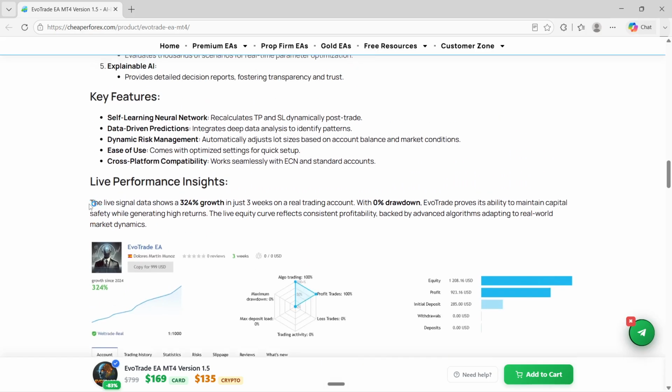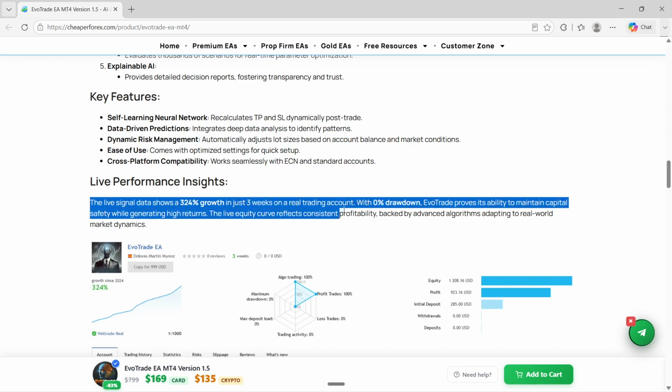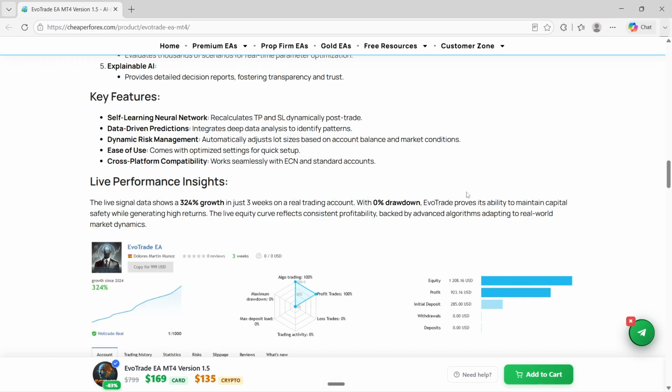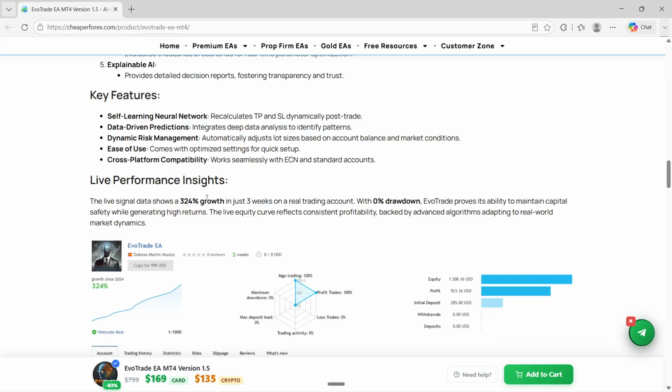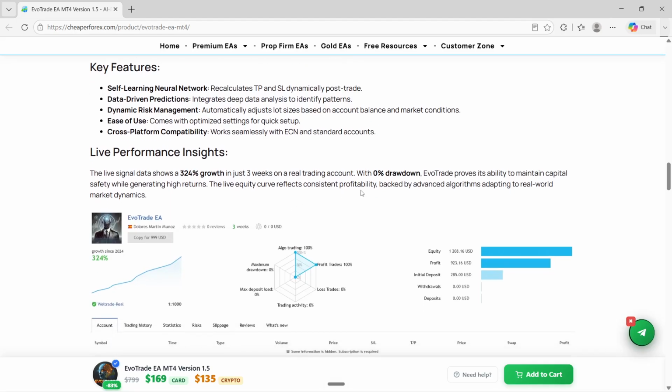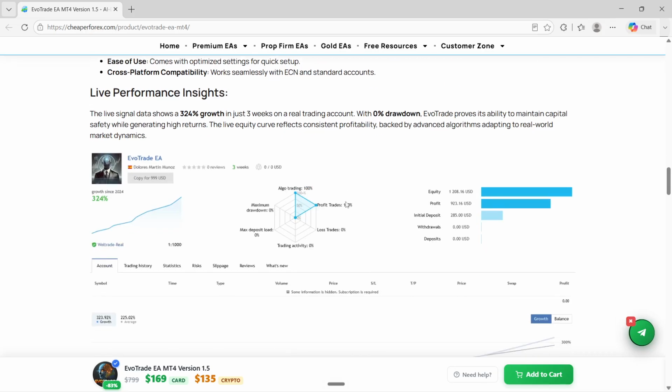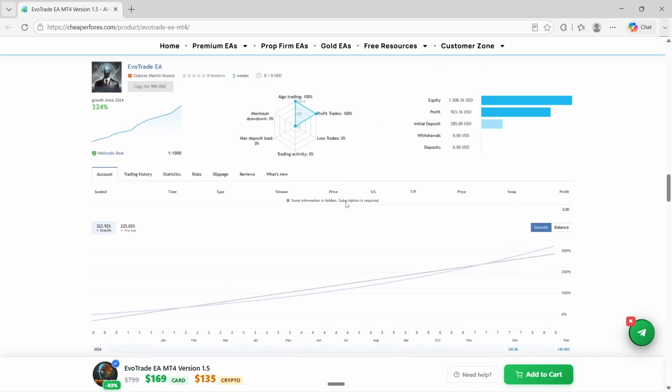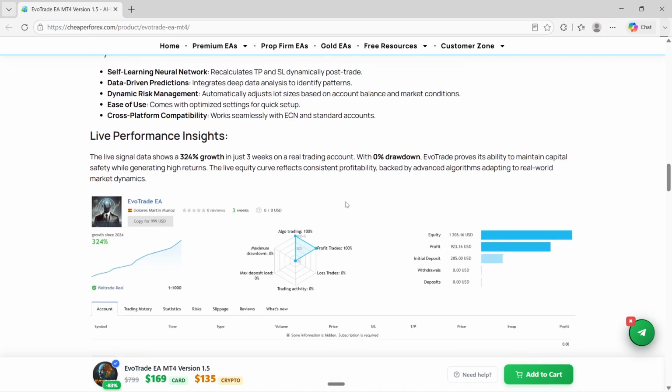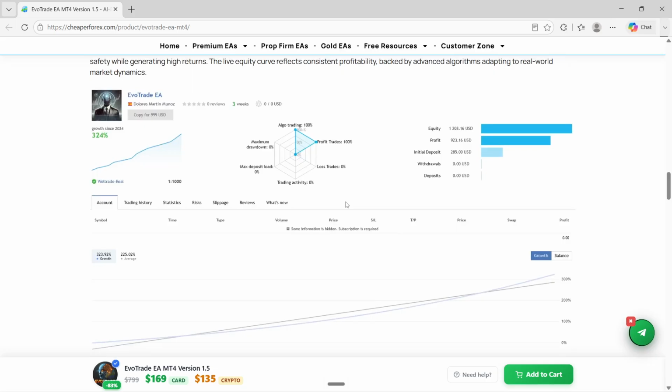They claim the live signal data shows a 324% growth in just 3 weeks on a real trading account with 0% drawdown. Evotrade proves its ability to maintain capital safety while generating high returns. They claim their live equity curve reflects consistent profitability backed by advanced algorithms adapting to real-world market dynamics. But it's important to note that this is just from the developer.